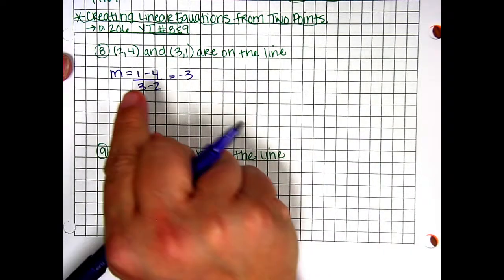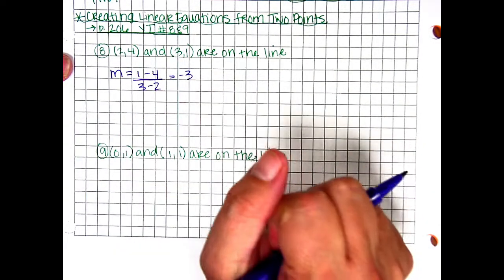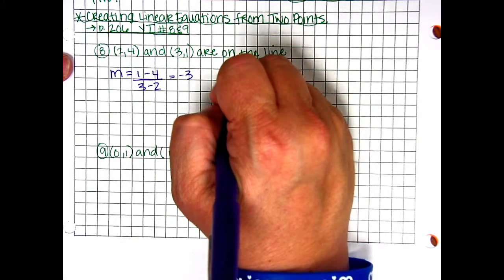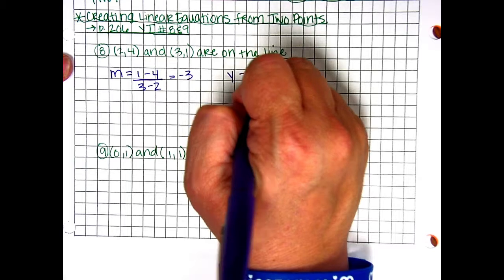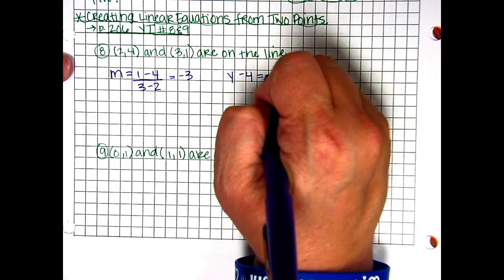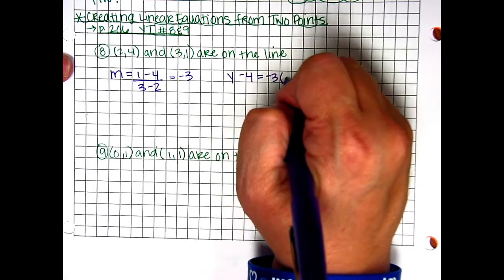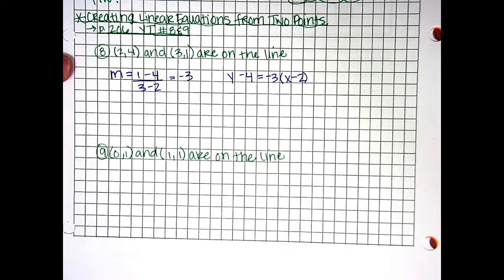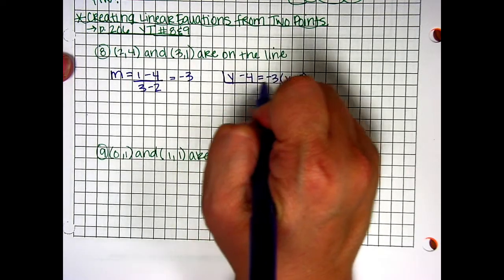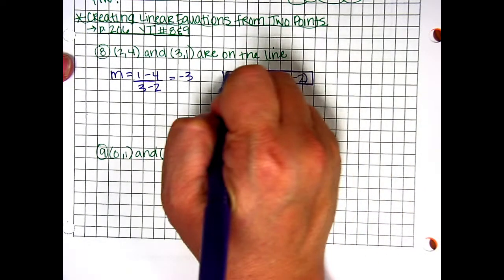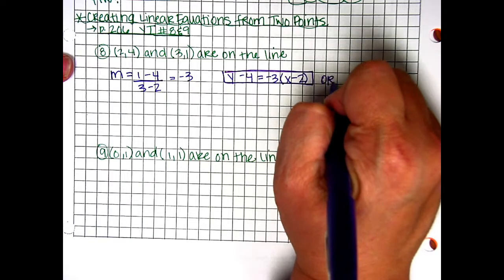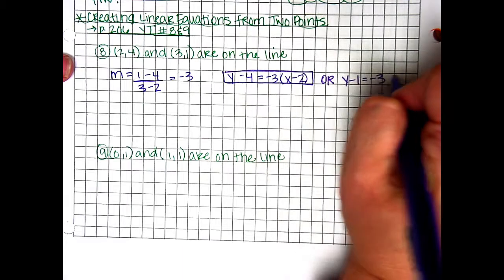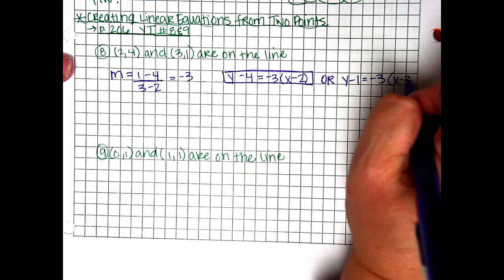Okay, and then because they gave us 2 points, there are 2 possible answers for this. The first one being y minus 4 equals negative 3 times x minus 2. Or y minus 1 equals negative 3 times x minus 3.